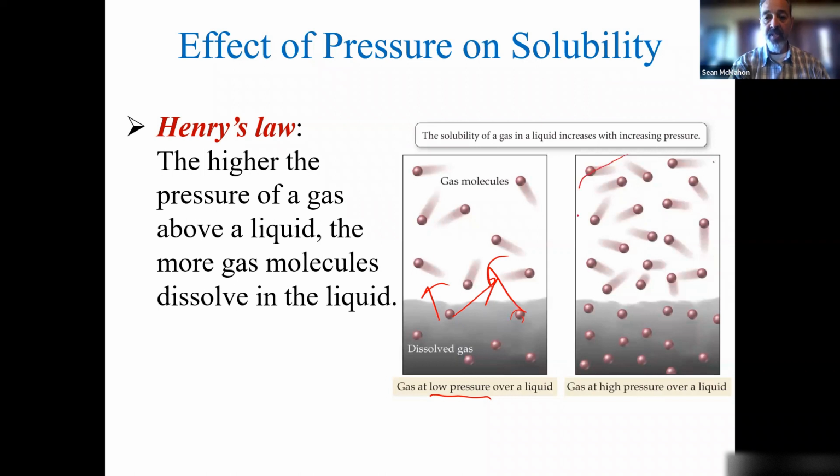If we increase the pressure above a liquid, there's less room. So now it's harder for the solute gas particles dissolved in the liquid solvent to escape. So they stay. They're essentially being pushed down by the pressure, I'll call it atmospheric pressure, above. So the gas particles above are pushing down the particles that are dissolved in the solution, which makes it harder for them to escape.